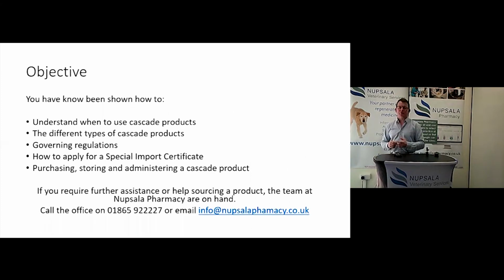So that was a very quick tutorial, and hopefully you understand when to use the cascade products, how to use them, the governing regulations, where to read up on those governing regulations, how to apply for an SIC, and then the storing and administering of the cascade product itself. If you've got any other questions or queries or problems associated with importing a product, or even if it's something that you think you might want to use, give us a call here in the office on the number below, or email us, and we will have a chat with you about whether or not we think it is a product that can be licensed or can be imported. We may know if it is imported already, or we can certainly help the practice through the necessary application process.